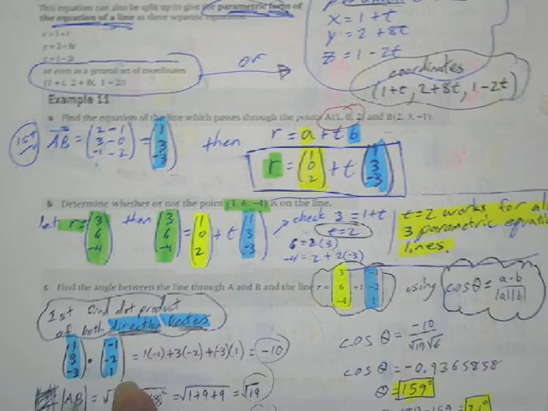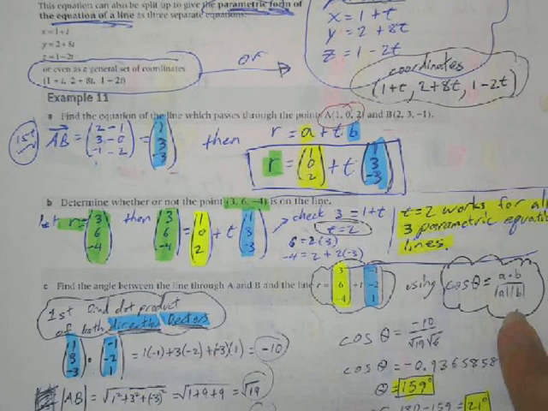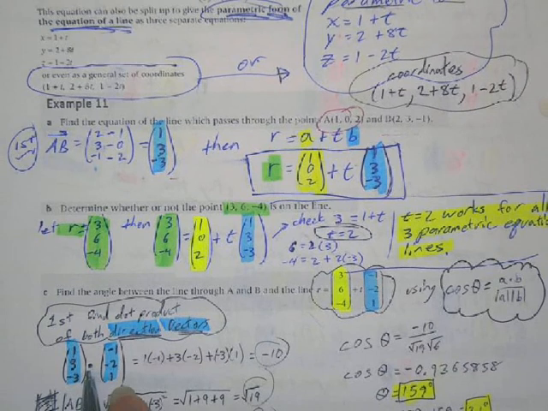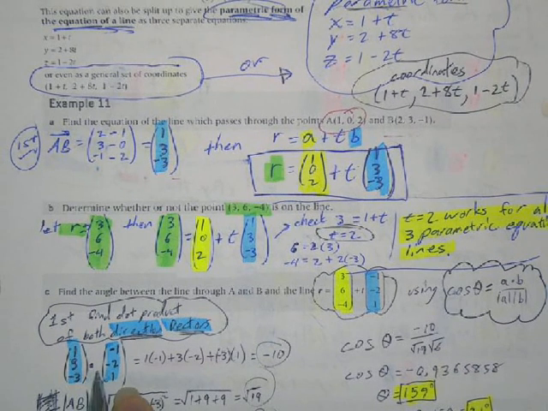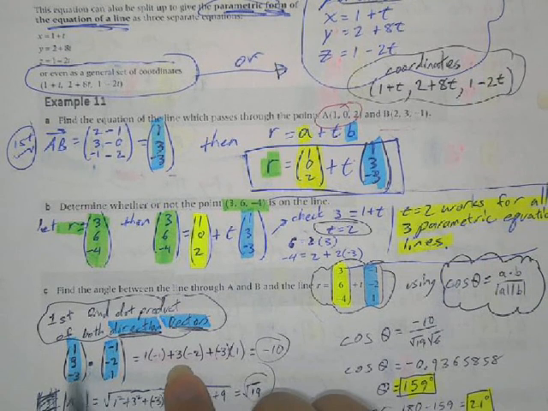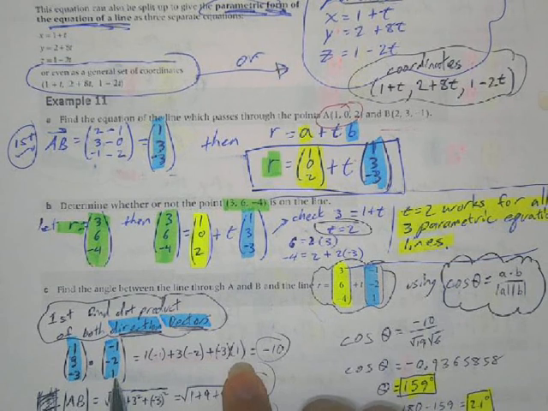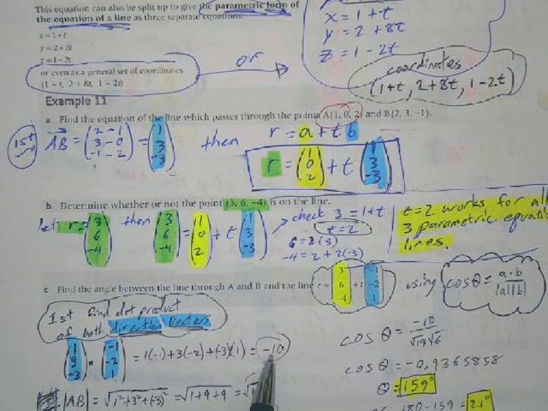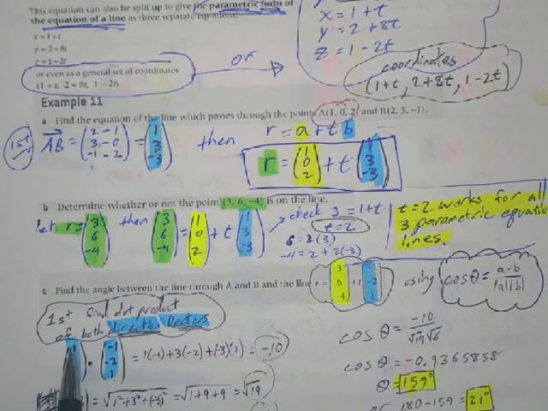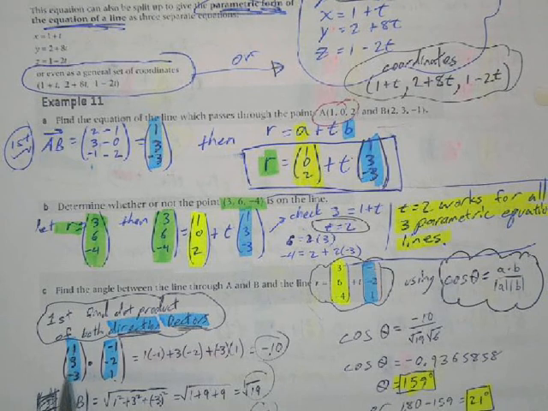In order to find this angle, I need to do the dot product of these two vectors. So 1 times negative 1 plus 3 times negative 2 plus negative 3 times 1. Okay, and then I end up with negative 10. I figure out the magnitude of this first one. So square root of 1 squared plus 3 squared plus negative 3 squared, and we end up with square root of 19.